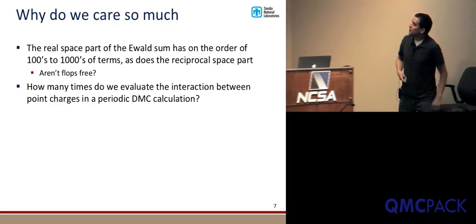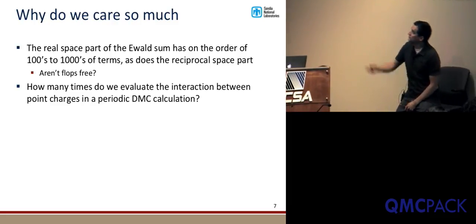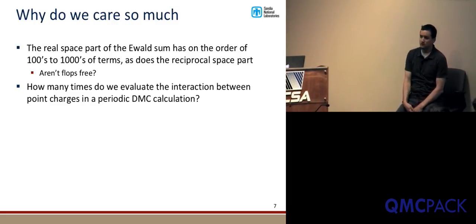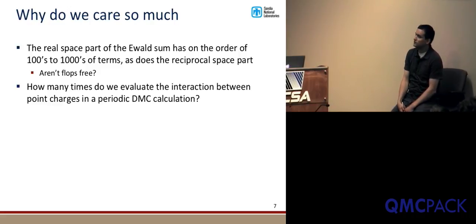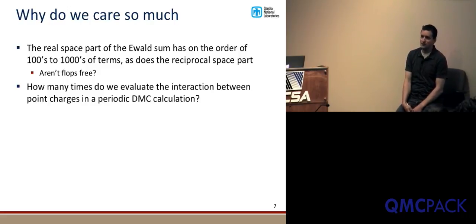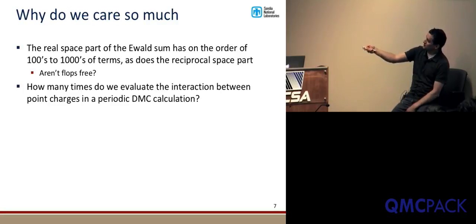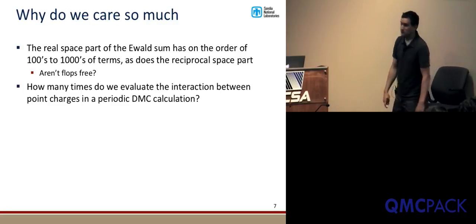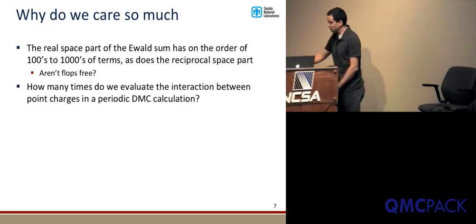So why do we care about this? The real space part of the Ewald sum has on the order of hundreds to maybe thousands of terms for a typical calculation, as does the reciprocal space part. And if you've been following trends in computer science, they're telling us that we should worry about data movement and that floating point calculations are basically free. So why do we really care about this? And the answer is, how many times do you evaluate the interaction between point charges in a typical, say, DMC or VMC calculation?